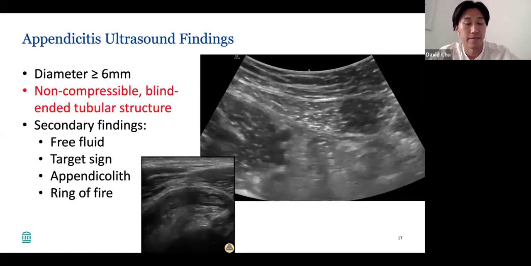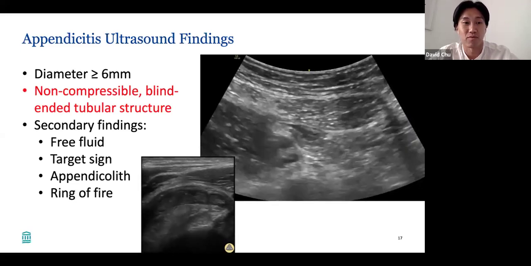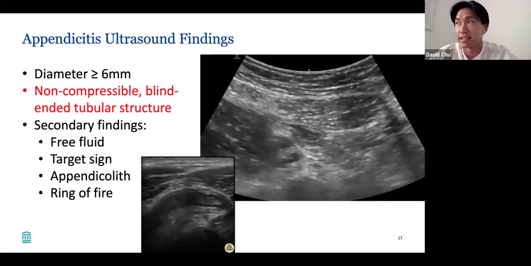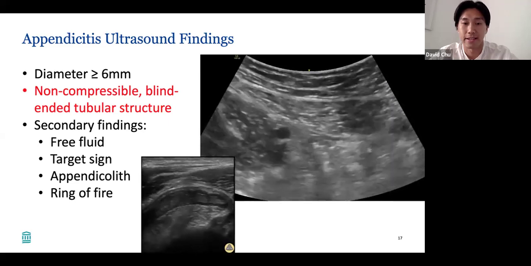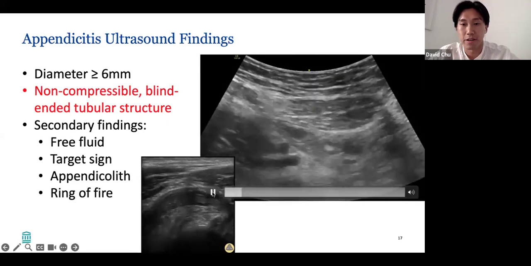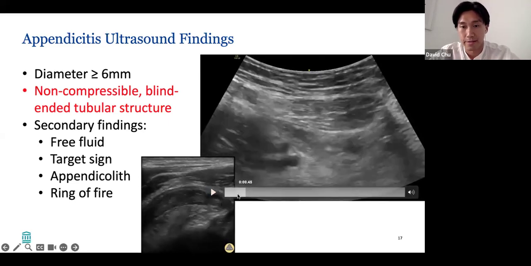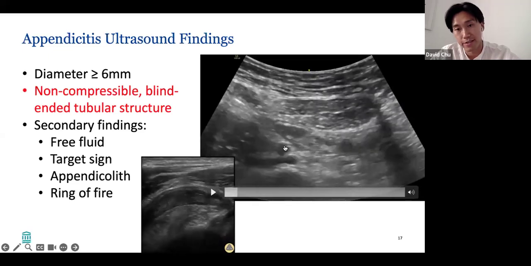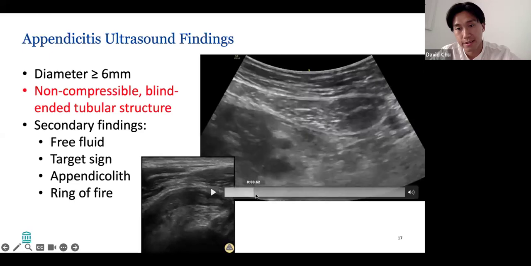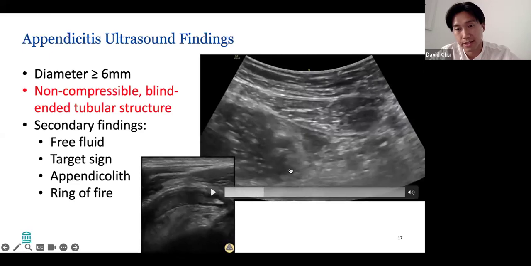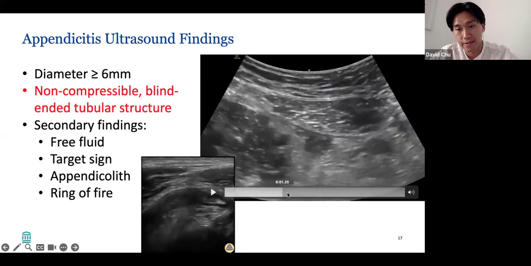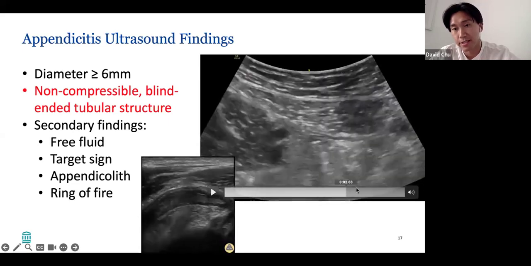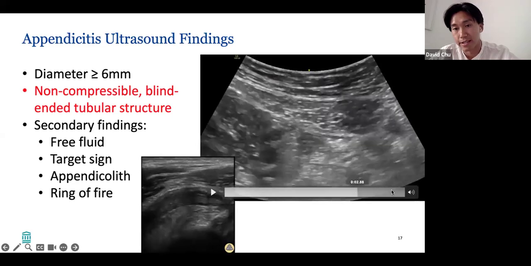And also, very important, you have to make sure this is a non-compressible tubular structure because that's what indicates an inflamed, dilated appendix. So if you see in this image here, if I just pause it, go back to the beginning right here, you see this is a cross-section of the appendix. As you keep following it, you're still seeing the appendix there, and eventually it just disappears completely. And that's how you know it's a blind ending structure.